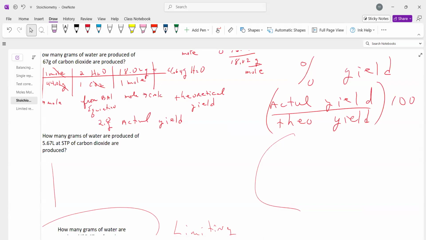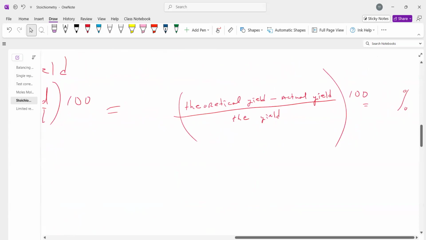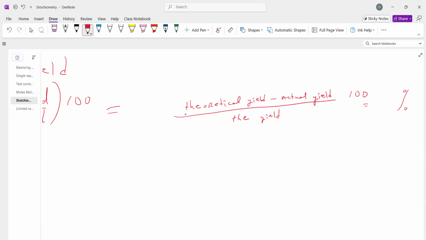So then you need to figure out, well, how well did the reaction go? You do that via the theoretical yield minus the actual yield over the theoretical, all times 100. And it's the absolute value also. So what we're going to do is exchange the brackets to absolute value. And what that means is percent yield is always positive.